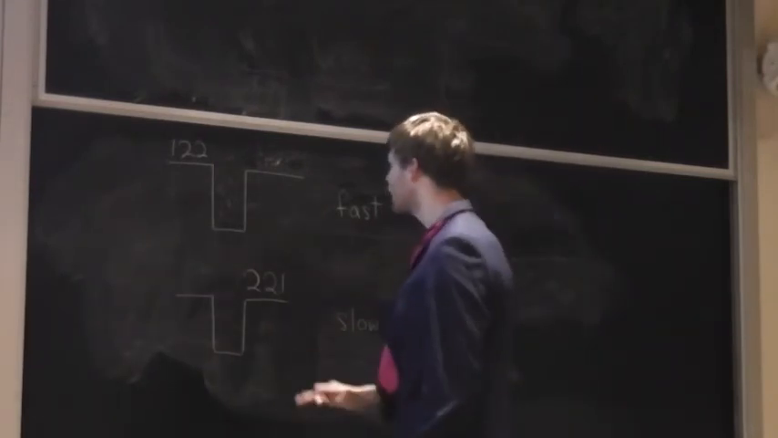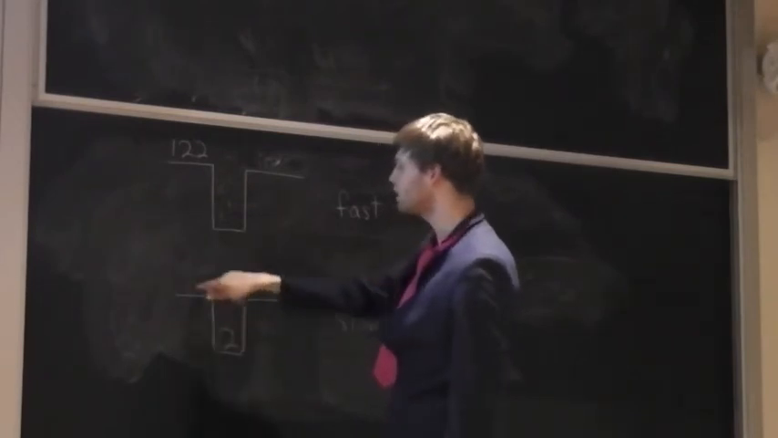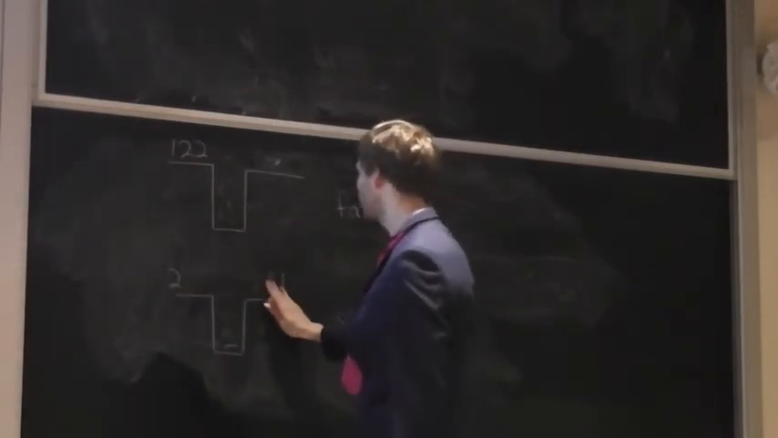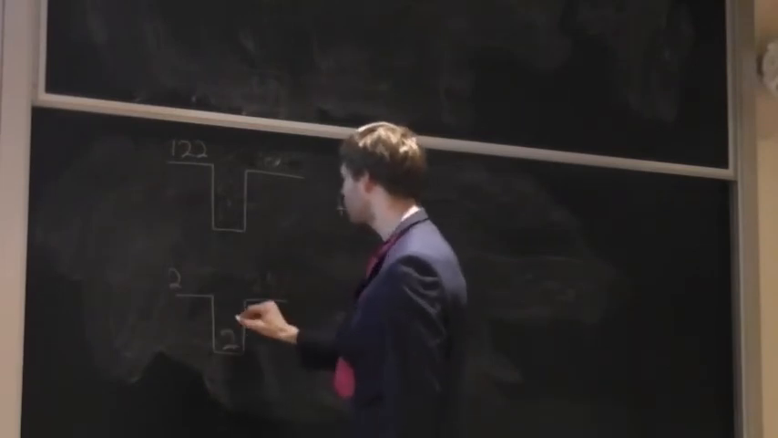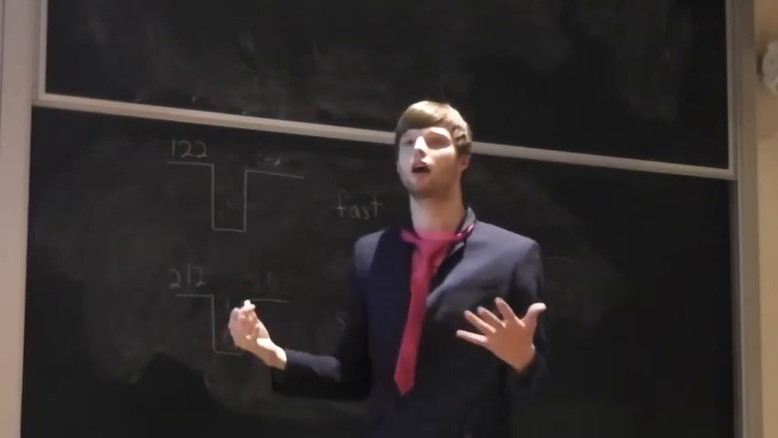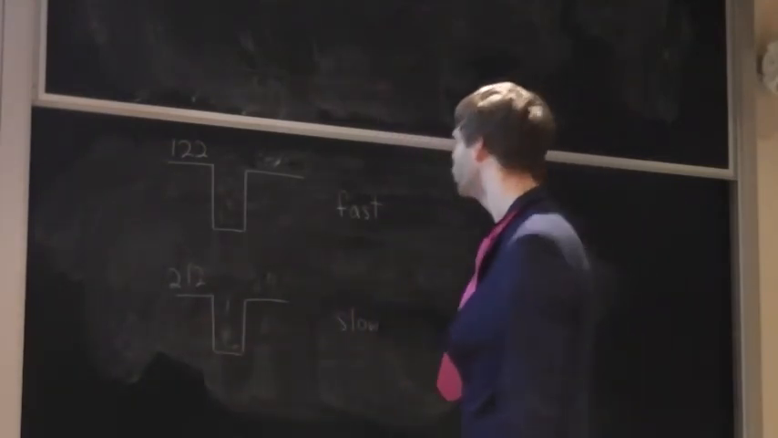But now with slow, what's going to happen is this 2 goes in, and now this 2 forces this 2 to leave prematurely, so this 2 has to come out. Now this 2 can go in, and then the 1 can come in, and then the 1 can come out, and then the 2 comes out, and we get 2, 1, 2, and we're not done. This is not non-decreasing, so we'd have to apply slow again to get to a non-decreasing word.